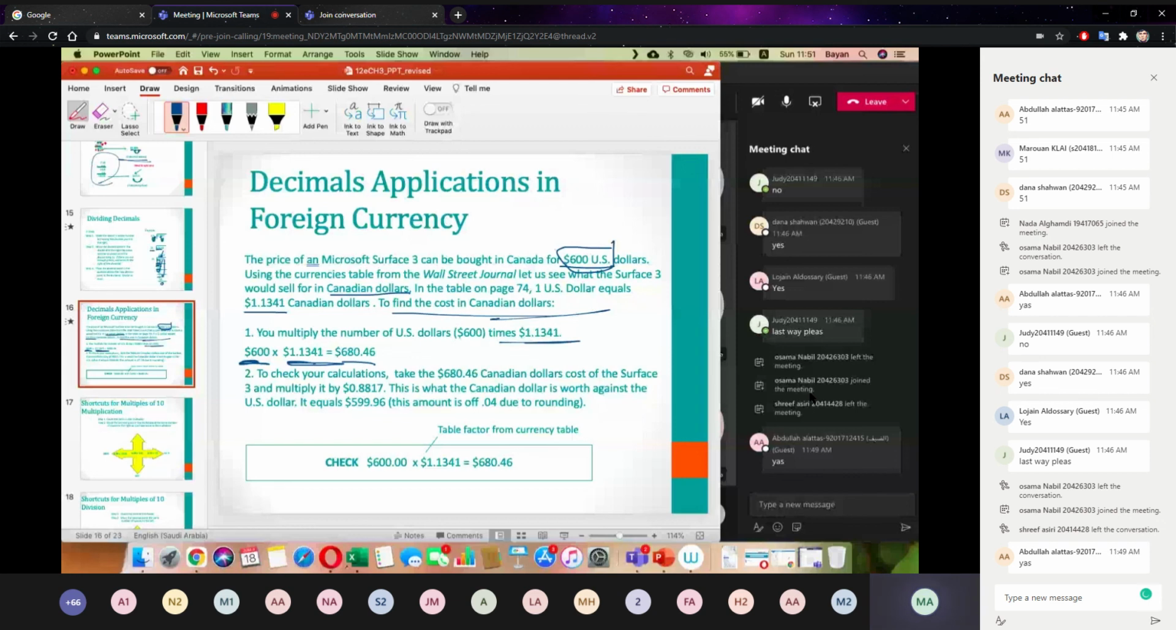Clear? Because 1 US dollar equals what? 1.1341 Canadian dollars. So you multiply 600 by the currency value for Canadian dollars and it will give you 680.46 in Canadian dollars. Clear, everyone?